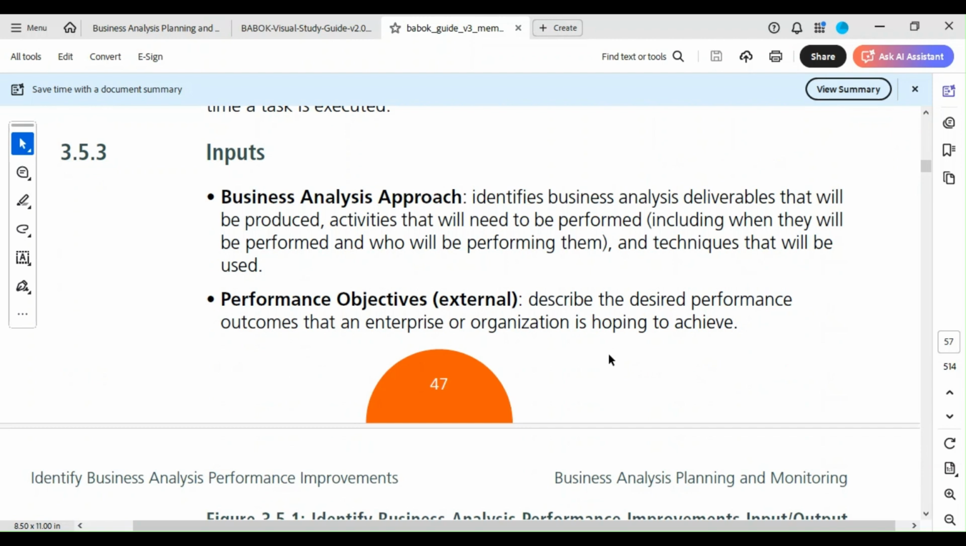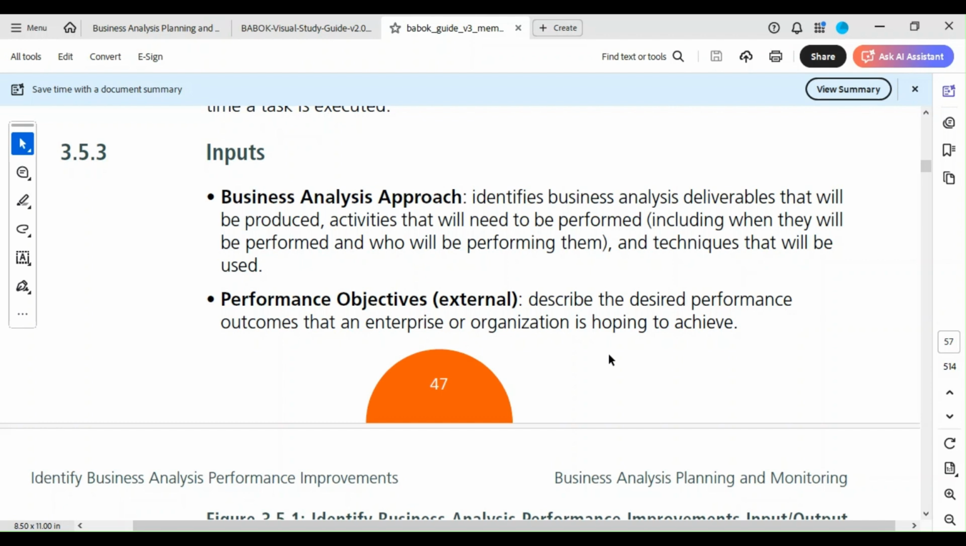So business analysis approach identifies business analysis deliverables that will be produced, activities that would need to be performed, including when they will be performed and who will be performing them, and techniques that will be used. I won't really go into this too much in detail because from the time we started, we dealt with it so much. When you know your approach, you know who does what, how they're going to do it, and what their expectations are.